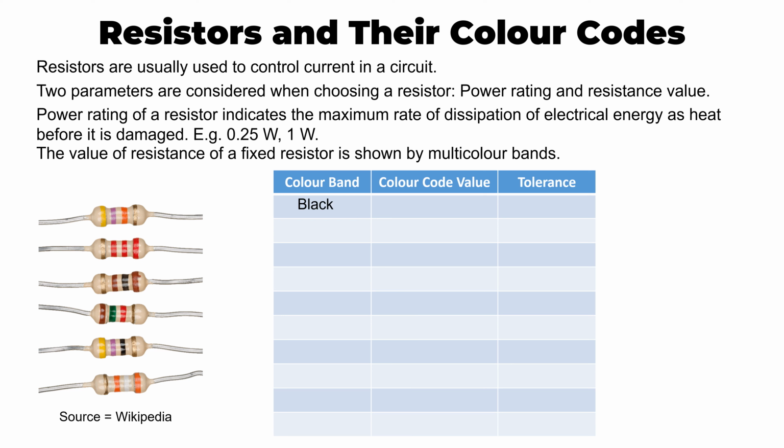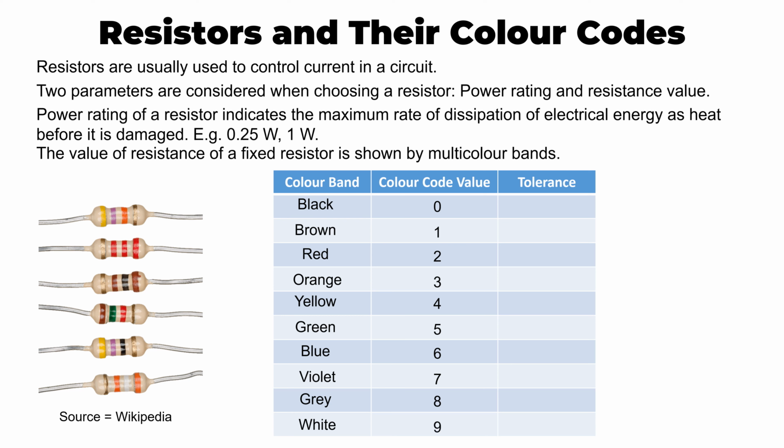So we start with black. The color code value is 0. Brown, the color code is 1. Red is 2. Orange is 3. Yellow is 4. Green 5. Blue 6. Violet 7. Gray 8. And white 9.